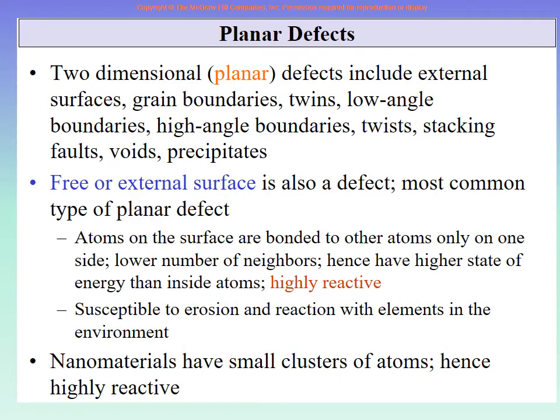The next will be planar defects, right? We have zero dimension, which is a point, one dimension, a line, and two dimension, which is a plane, right? So if there are any defects in a plane, then we will have a planar defect.